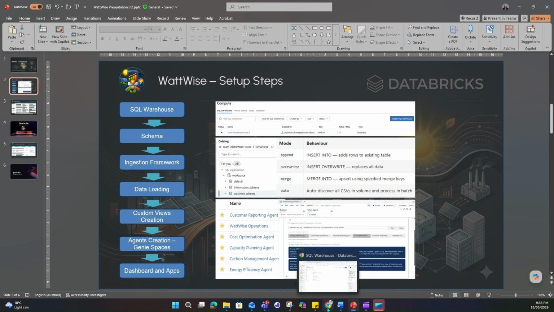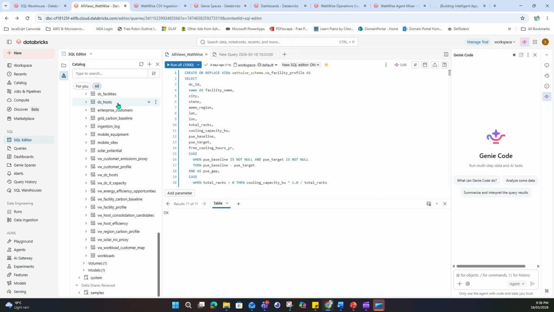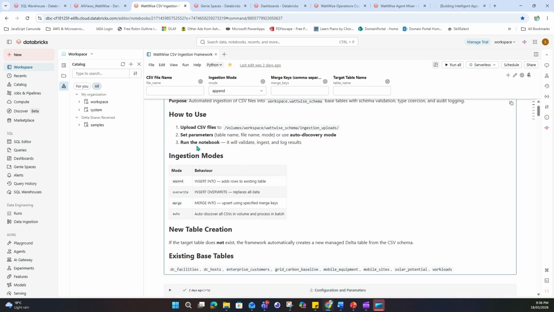If we show you the platform, this is the warehouse, and you can see we created this schema on it, and there are a total of 21 objects: 8 base tables, and the rest are views. Then we created a CSV ingestion framework with which we are able to ingest data, and there are 4 modes for inserting, overwriting, merging, and auto discovering. In case the table is not in the schema, it will be created automatically.